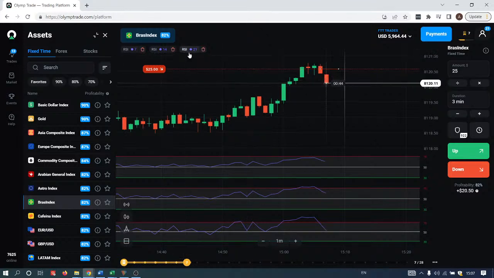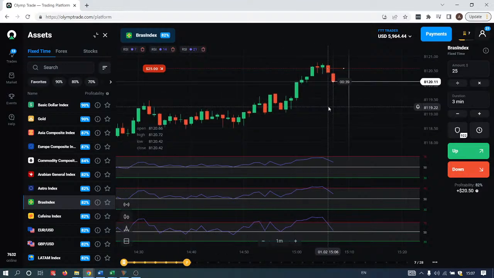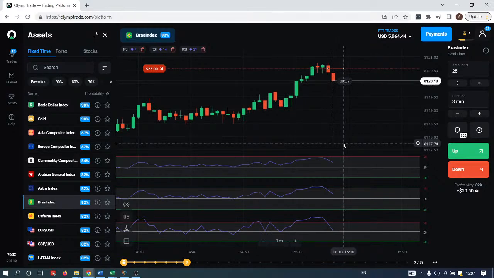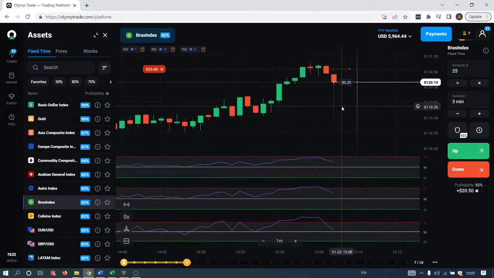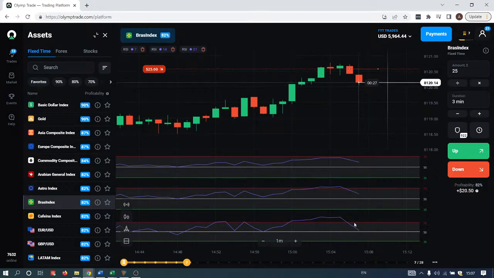So we have parameters 14, 7, and 21. Without going too deep into the philosophy of this indicator and the strategy, we need to find the moment when 2 of the 3 RSIs are in the overbought area, which is above the 70 line.